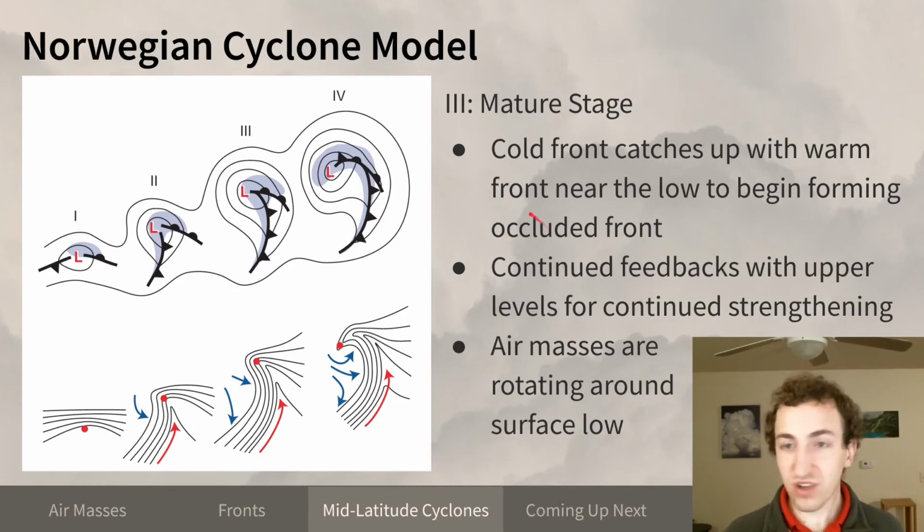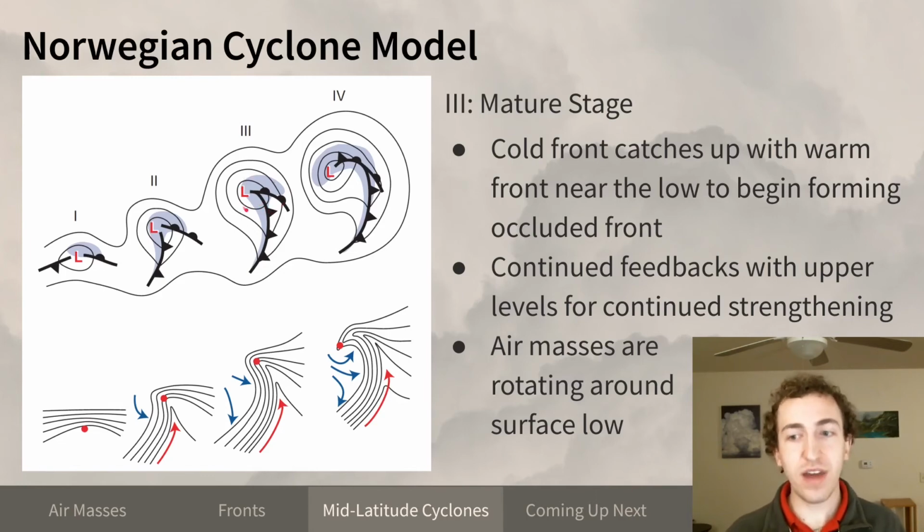Once we're really strengthening the system, we reach the third stage that we call the mature stage. Here, because the cold front moves faster than the warm front, it begins to catch up with the warm front near the low, and it begins to form an occluded front in the region closest to the low pressure center. The feedbacks continue, and it continues strengthening through this mature stage.